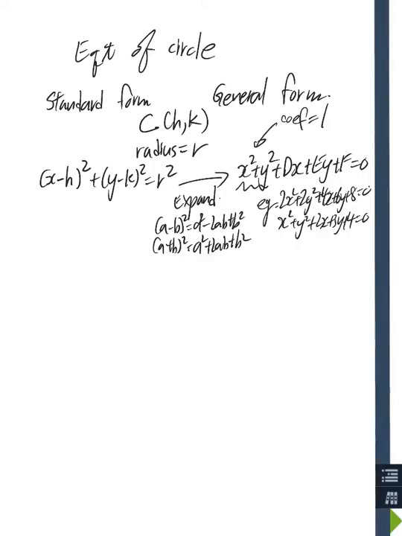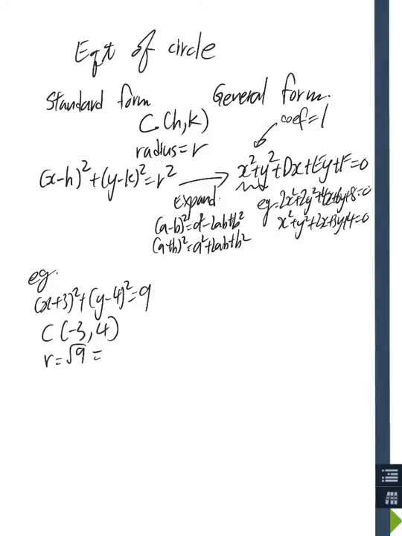Of course, if the question has already written the standard form for you, for example, (x plus 3) squared plus (y minus 4) squared equals 9, you can find the center quite easily. For this example, the center is (negative 3, 4), while the radius is the square root of 9. That should be 3.